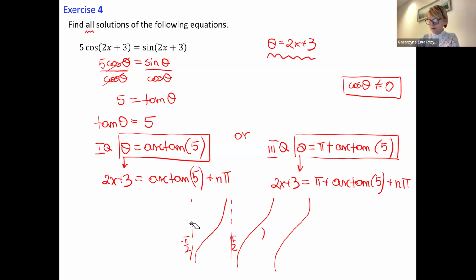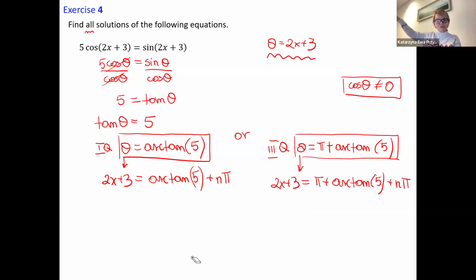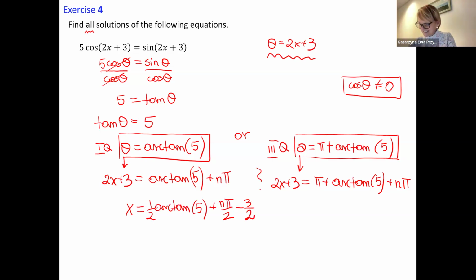Because we're not only restricted to the full revolution, 360, we want to include everything. Okay, and now we just have to solve for x. Yes, we know algebra. Shall I do it really quickly? I will subtract 3 from both sides and divide by 2. One half arc tangent of 5, dividing by 2 and subtracting 3 and dividing by 2. I hope that's okay. That's correct.